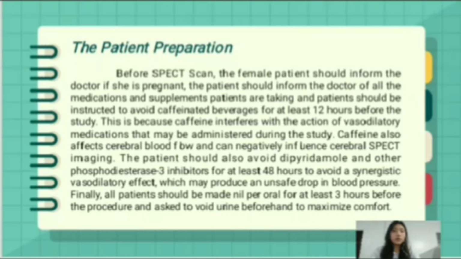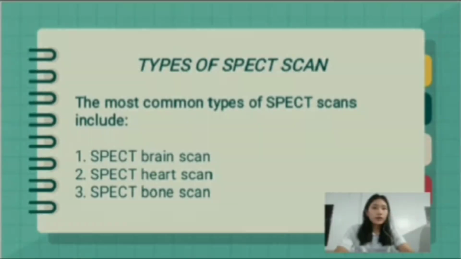Patients should also avoid dipyridamole and other phosphodiesterase 3 inhibitors for at least 48 hours to avoid a synergistic vasodilatory effect, which may produce an unsafe drop in blood pressure. Finally, all patients should be made nil per os for at least 3 hours before the procedure and asked to void urine beforehand to maximize comfort.